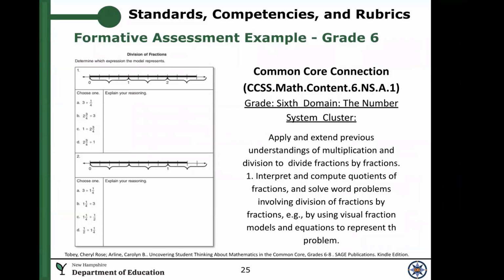Sorry, I have to take down the chat box. This is an example of a formative assessment. It's from Cheryl Rose Toby and Carolyn Arlene. People may be familiar with them because they're from the New England area. They have some books called Uncovering Student Thinking About Mathematics in the Common Core, and this is from their 6 to 8 book, but they give good math probes in them that we can look at certain things and kind of by how they answer it, determine where the misunderstandings are or where they're really strong in their understandings.